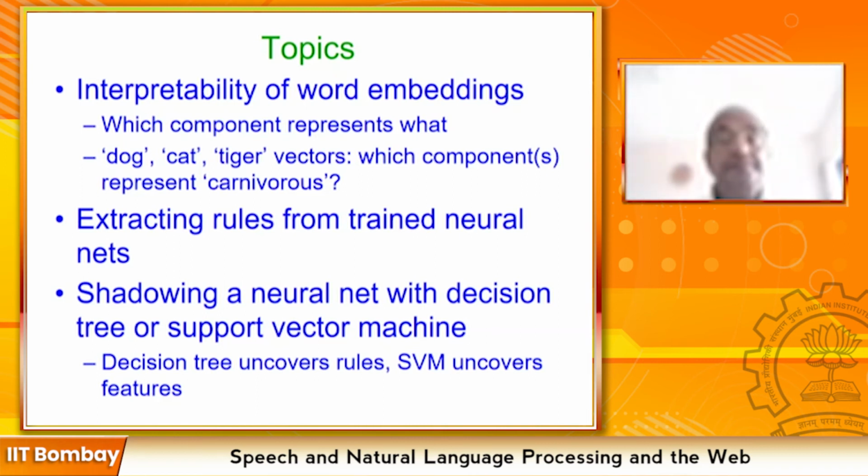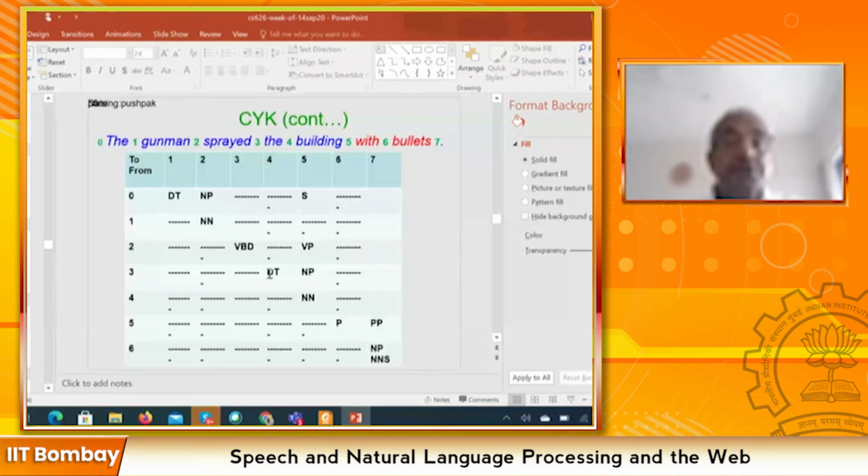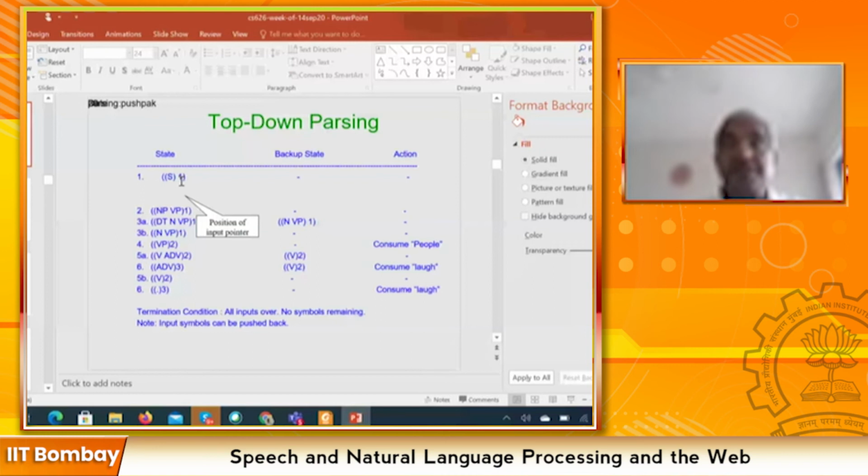Mohammad Ali Rihan asked, "What is the 1, 2 in the top-down parsing slide?" This one is the position of the pointer, the input scanner. So 1 means it is at the beginning of the sentence, it is yet to consume any word. 2 means position number 2 for the input scanner. That means the first word, the first token, has been consumed.